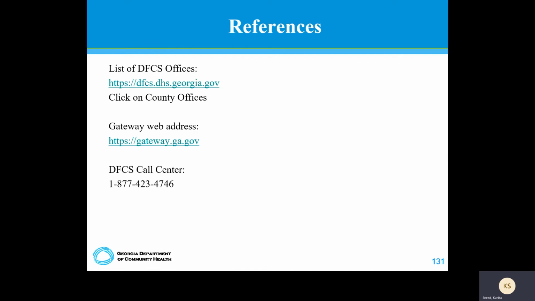So your references to use, if you need to give the DFACS local office information to your member, you can go to this web address to get that. But instead, I would just give them the web address to Gateway and to the DFACS call center. And that's because right now, everybody's still working from home. So these are really their only two options, to go to the Gateway web address or call the 1-877 number.